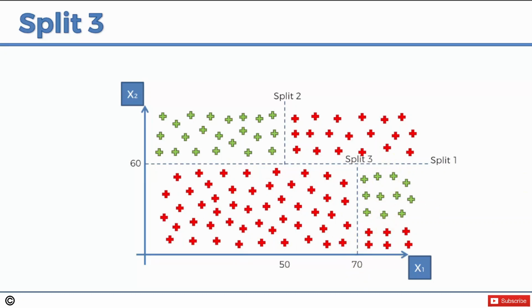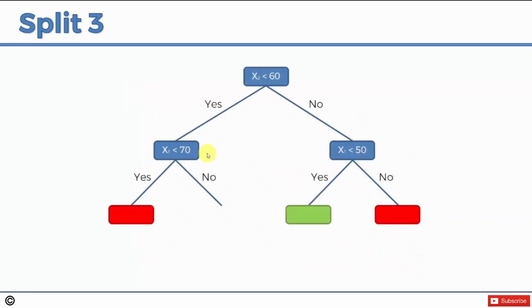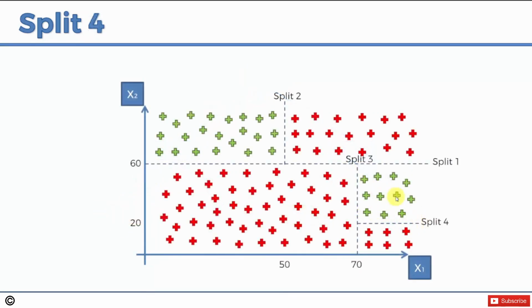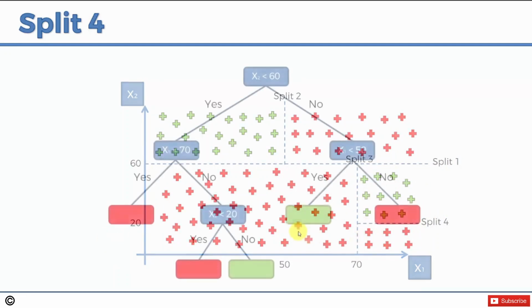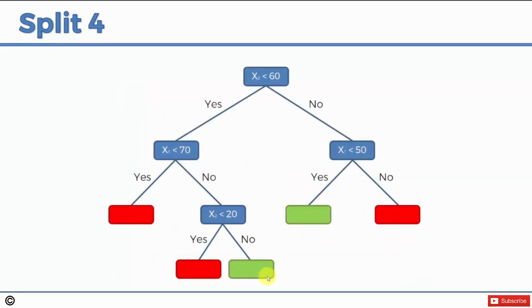Otherwise, we're going to need to do another split. So below 70, then it's red. No, we've got to do another split 4. If it's above 20, then it's green. If it's below 20, then it's red. If it's above 20, then it's green, so that's a no. If it's below, then it's a yes.